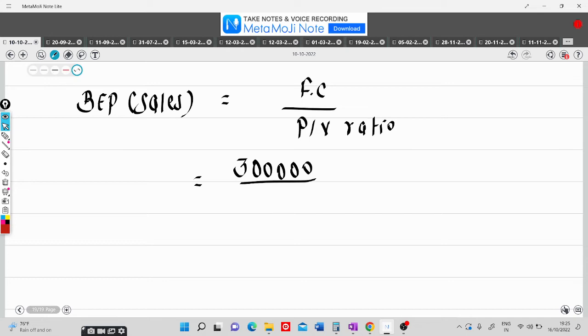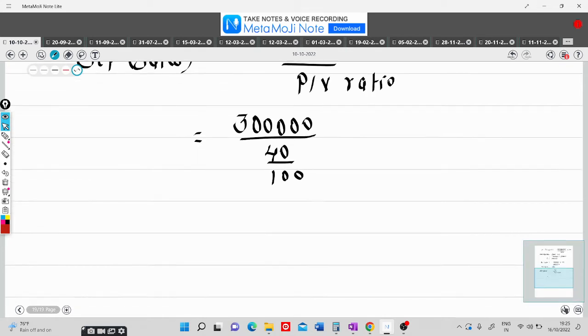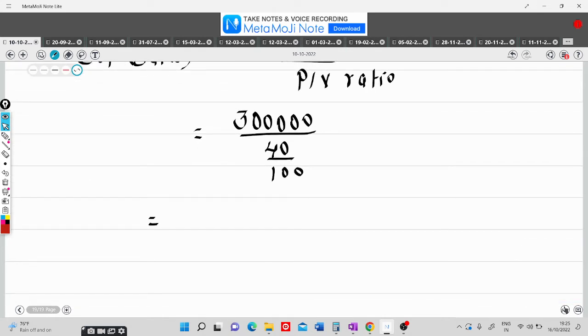Divided by PV ratio is 40%, so we will write 40 upon 100. Now solving this, we will convert division into multiplication, hence we will take the reciprocal of 40 upon 100. So 3 lakhs into 100 upon 40. I have taken the reciprocal of 40 upon 100.